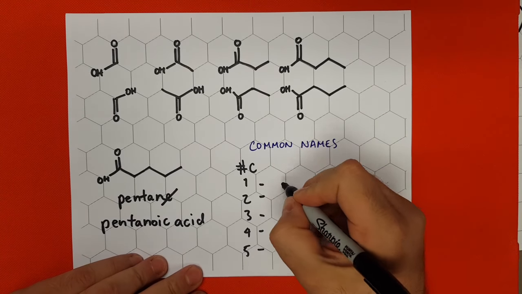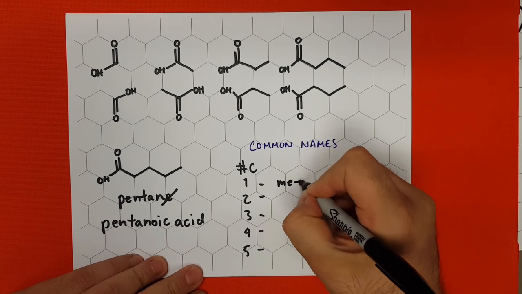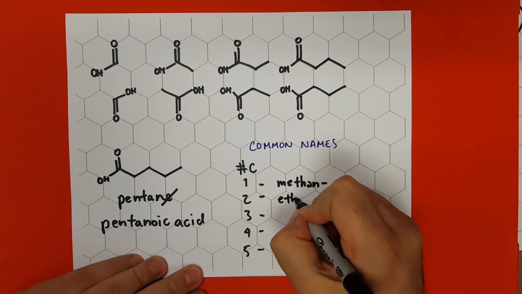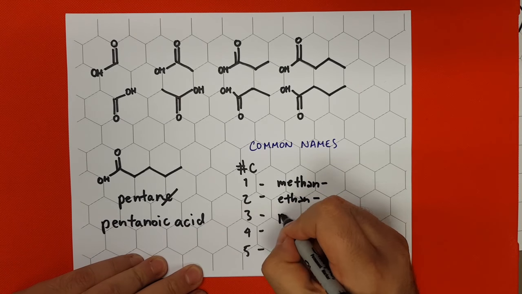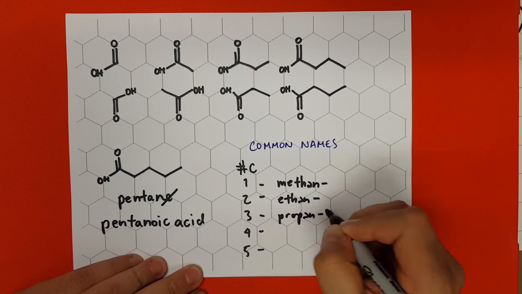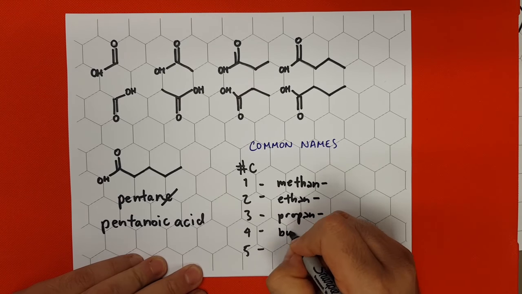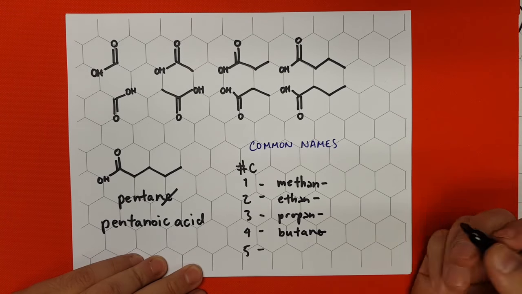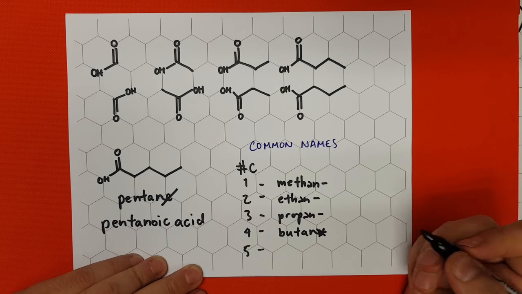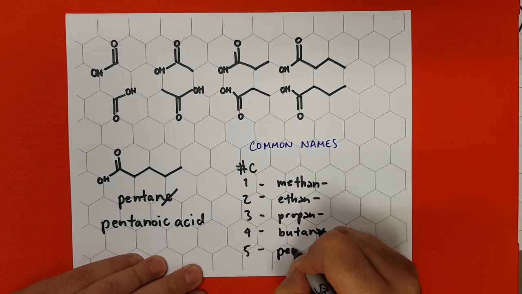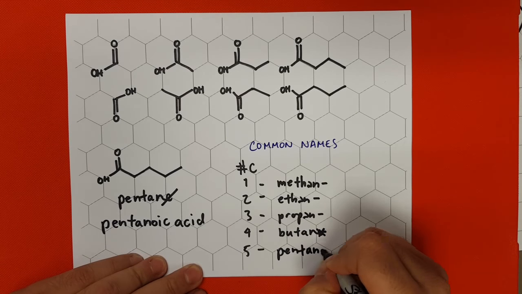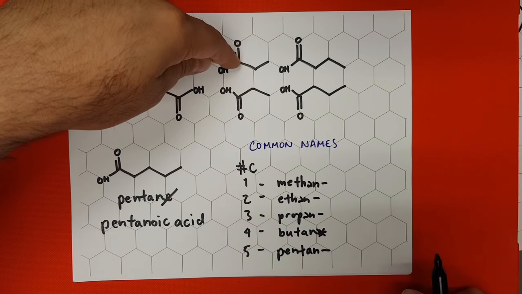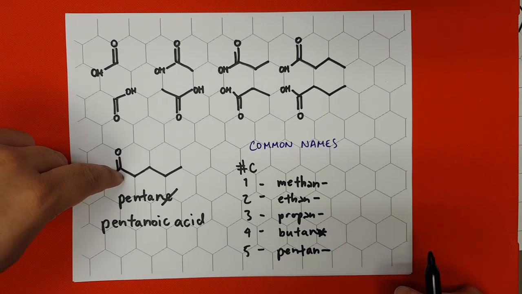For IUPAC, we get meth or methan. For 2, we get ethan. For 3, we get propan. For 4, we get butan. So again, it's the same thing without the E at the end, okay, from the alkane. And then we get pentane, but we're going to leave it up to the end. So again, methanoic, ethanoic, propanoic, butanoic, pentanoic.